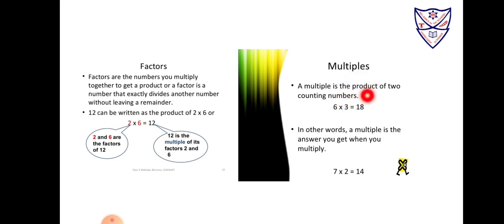Now let us understand about multiples. A multiple is the product of two counting numbers. For example, here we have taken a multiple of 6. 6 threes are 18. So these are two counting numbers, and the product, meaning multiplication, answer is 18. In other words, a multiple is the answer you get when you multiply. If we multiply 7 and 2, we get the product 14, which is a multiple.